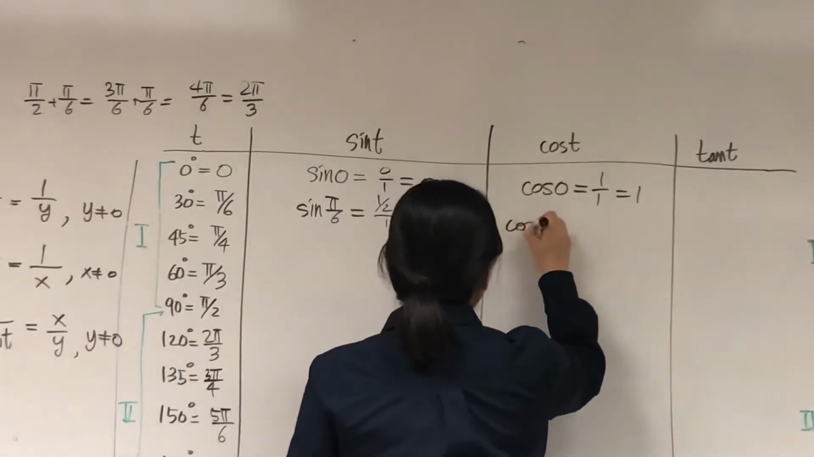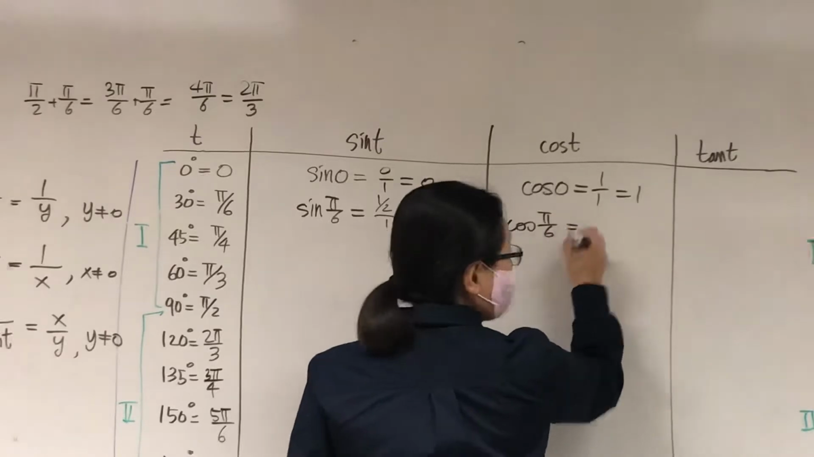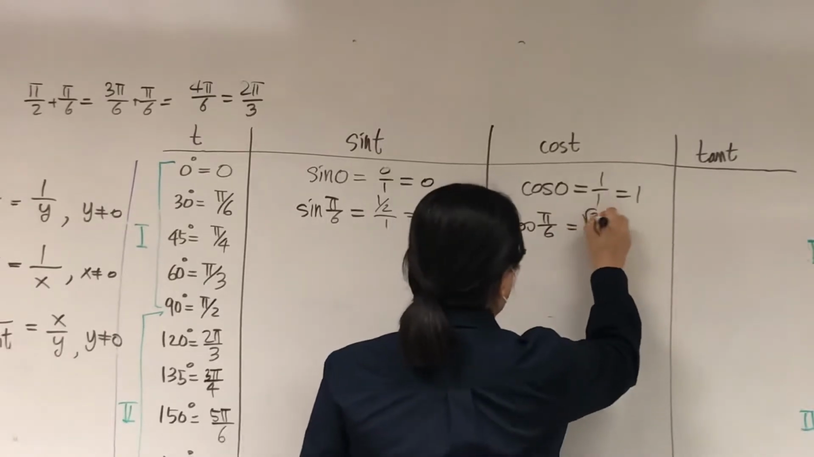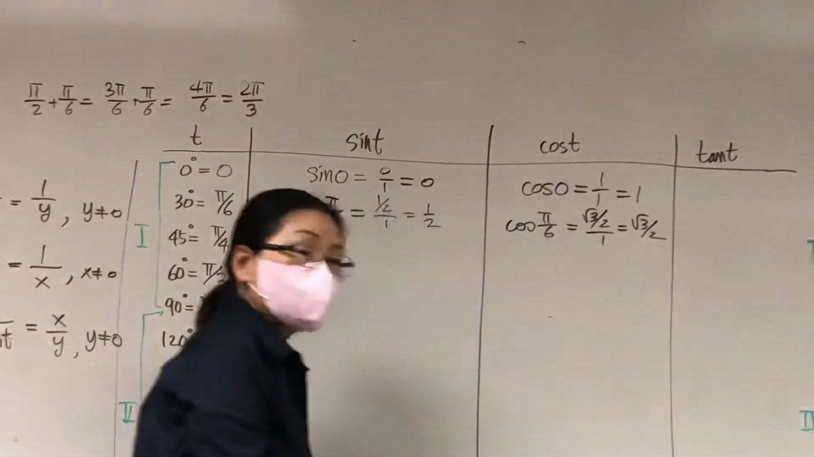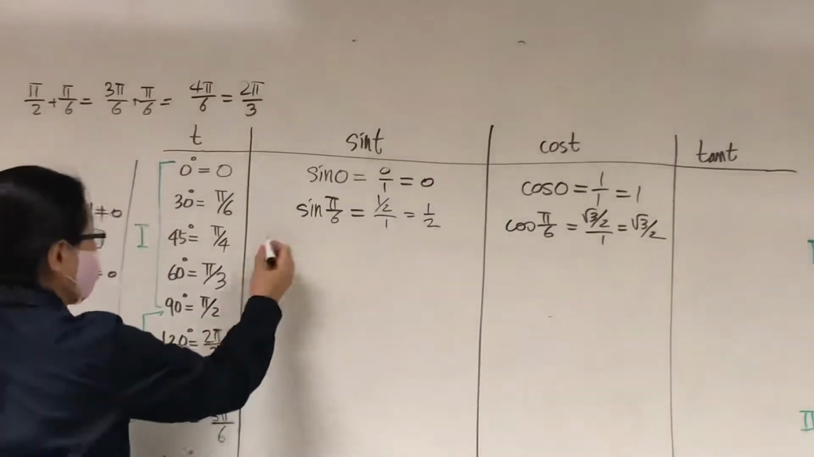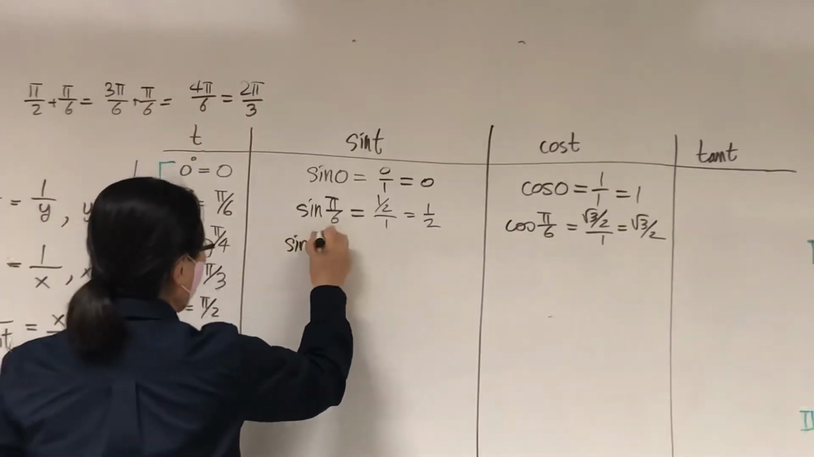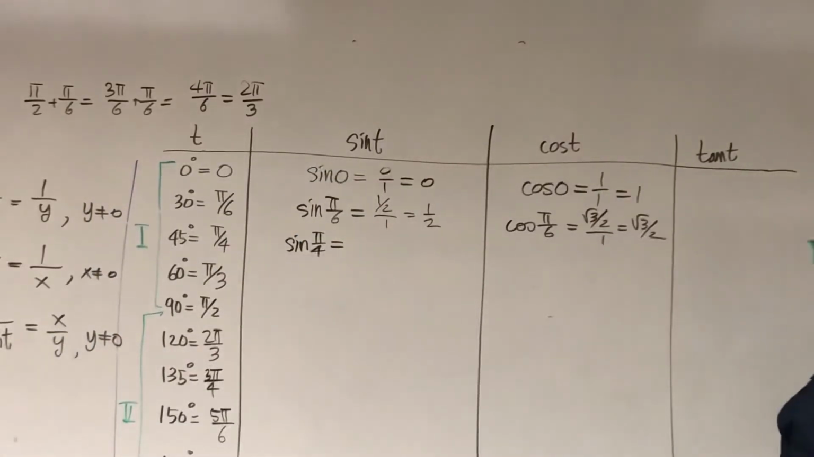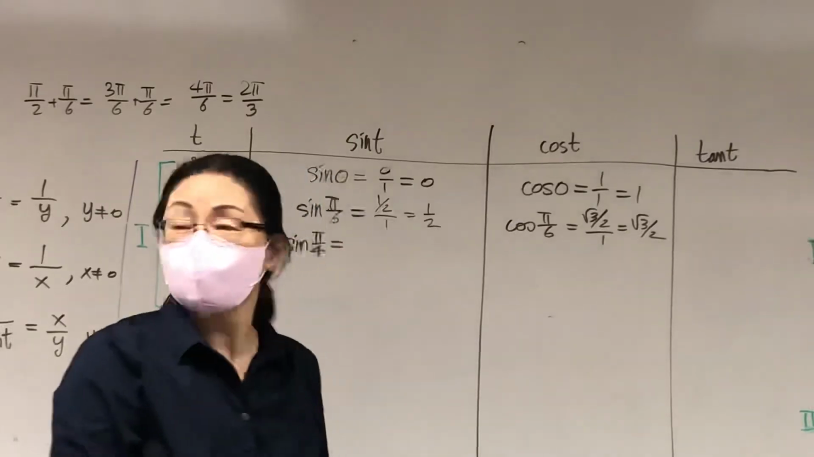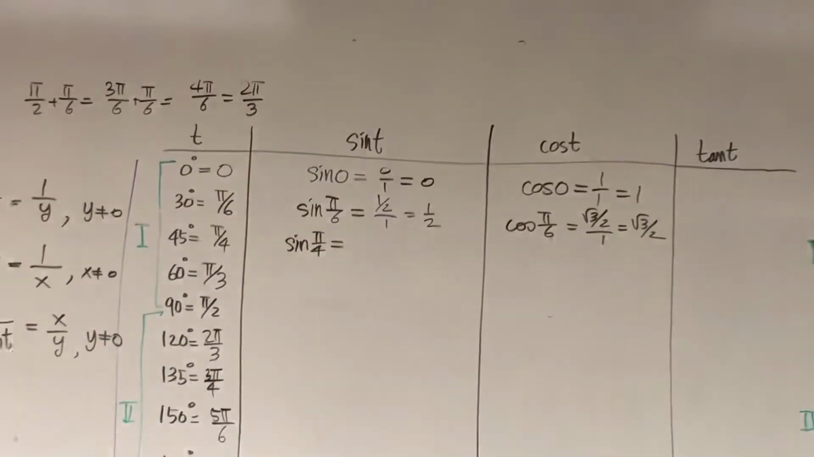Am I right? You should know. What is cosine pi over 6? Square root of 3 over 2. That's right. Keep going. What is sine pi over 4? 1 over square root of 2. Yeah, you have to think about the special triangle, right? Why not? Draw again.